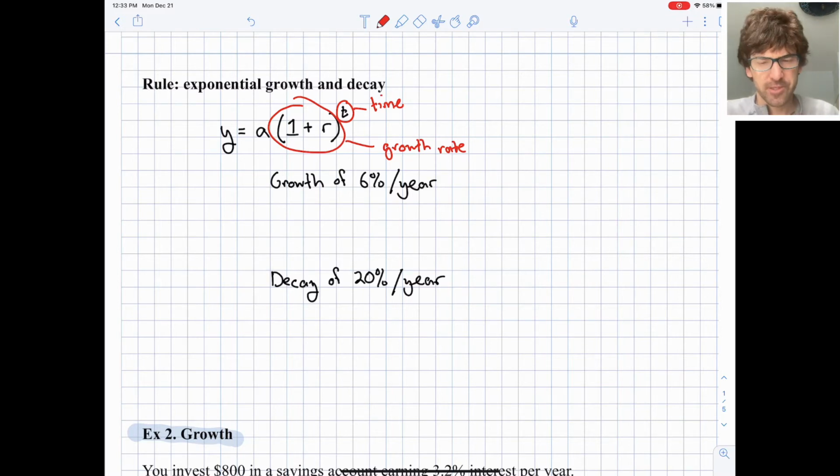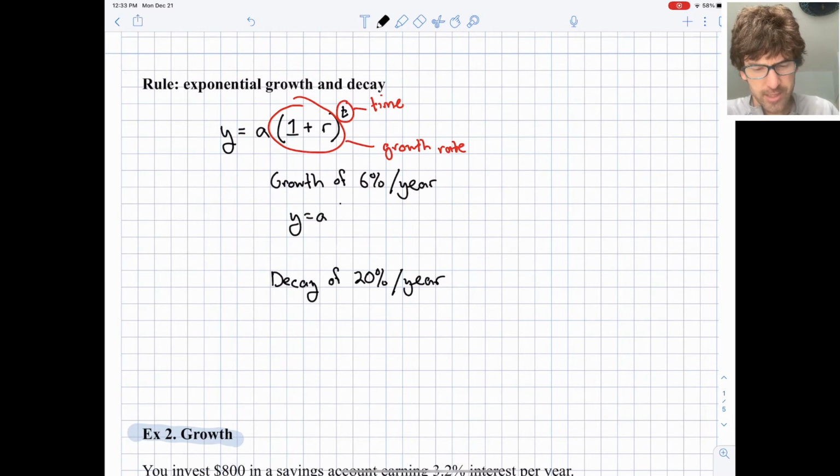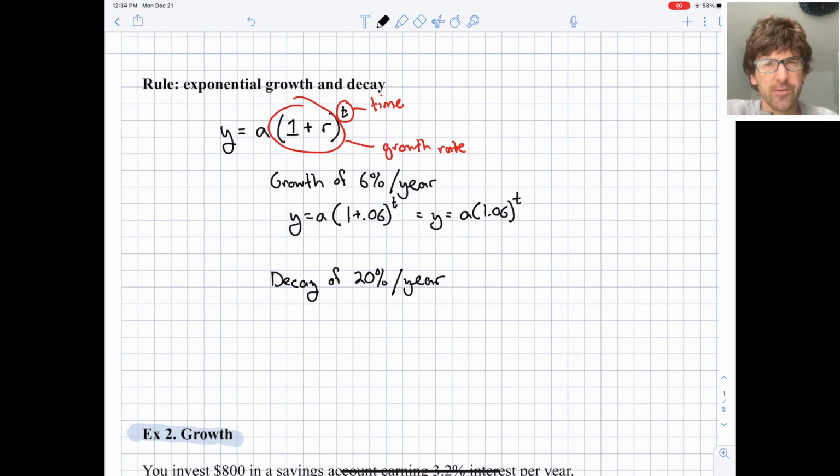So if we have a growth of 6% per year, we're going to be looking at something like this: y equals a times 1 plus 0.06 to the t. And that's going to turn into y equals a times 1.06 to the t. A would be our current value, the present value, the starting value, and t would be time in years in this case because it's growing at a particular percentage rate per year. The key thing to really remember is that 6% shows up right there as the 0.06 that's being added onto the 1. A super common mistake is to do this.